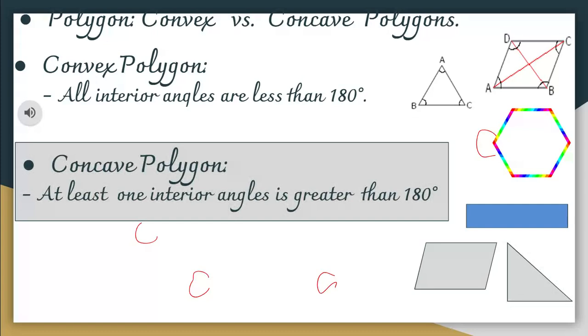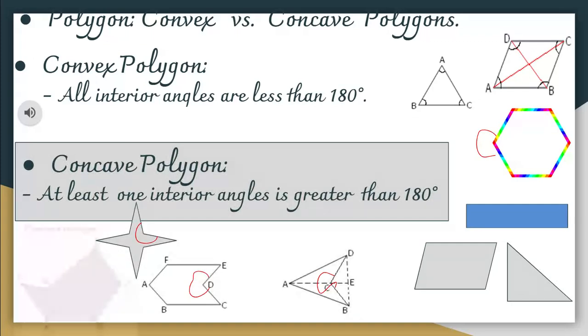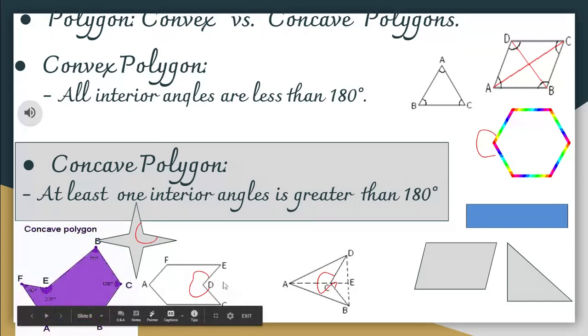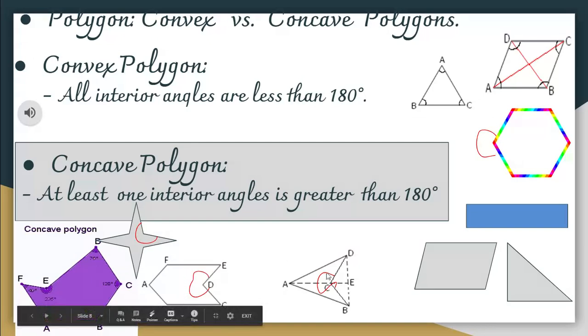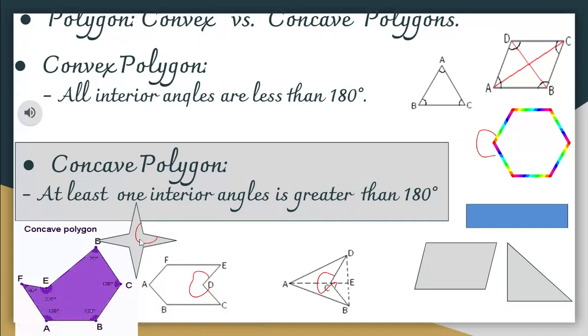As you see here, this gives you a cave-like shape. Everywhere in all the shapes you see, you get to see that cave thing, isn't it? So, in a concave polygon, at least one interior angle is greater than 180 degrees. That is the definition of a concave polygon. Now, as long as all interior angles are less than 180 degrees, they remain convex polygons, right? But the moment any one angle is greater than 180 degrees, it becomes a concave polygon.